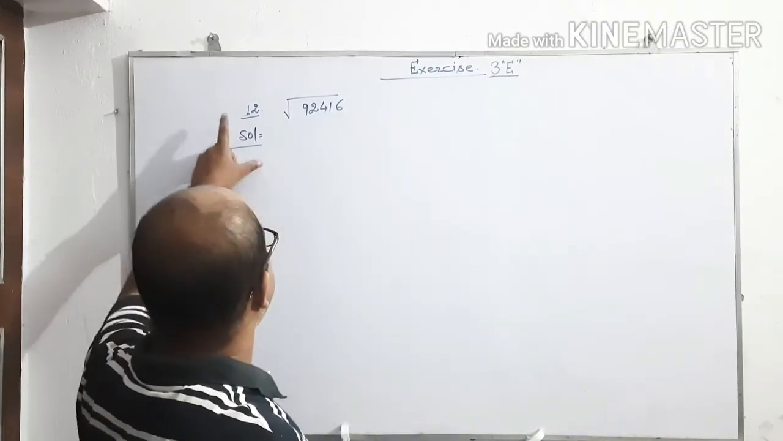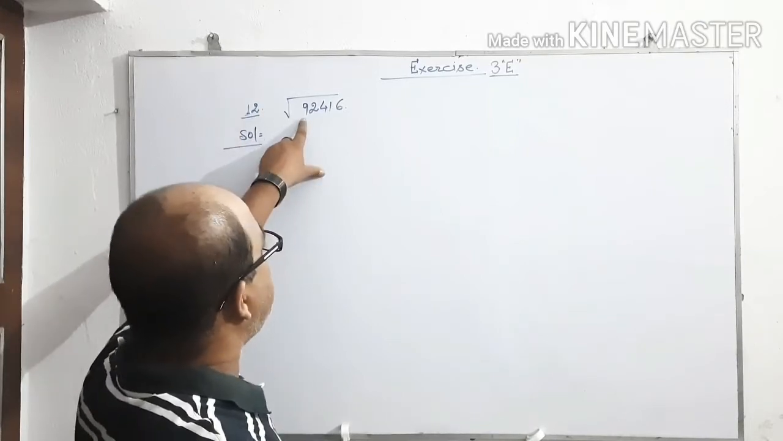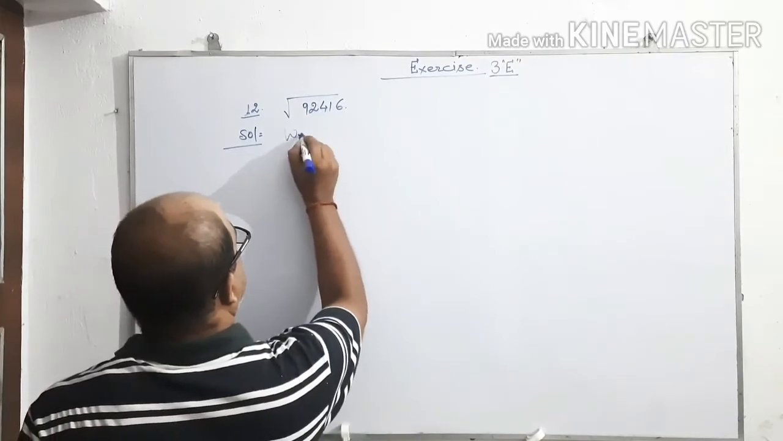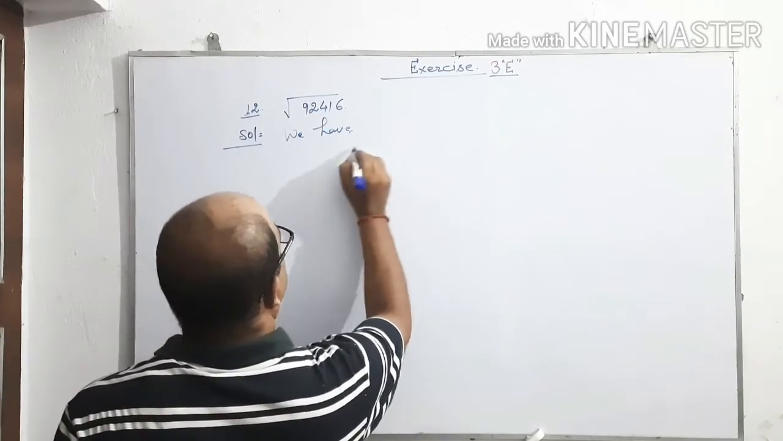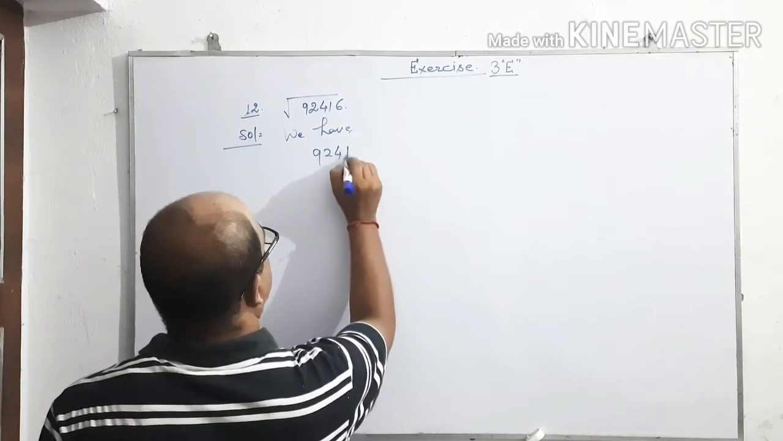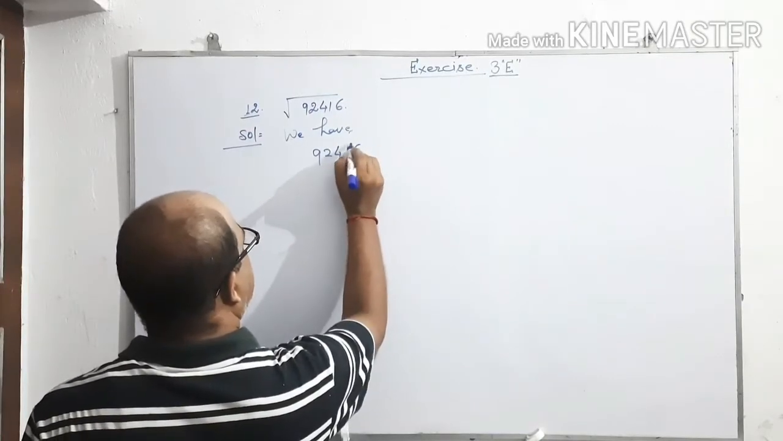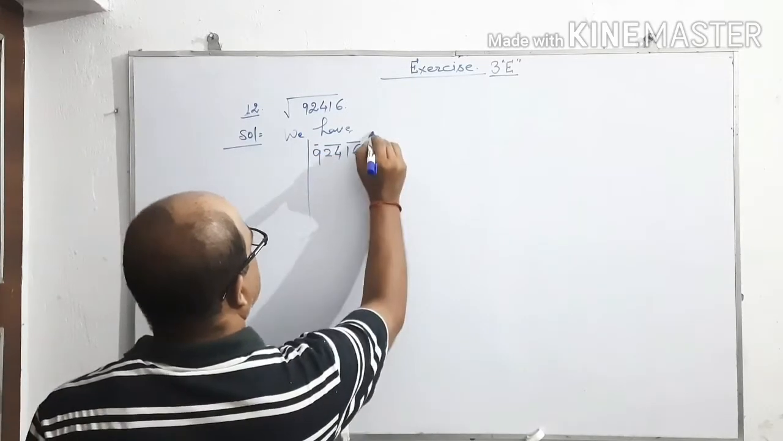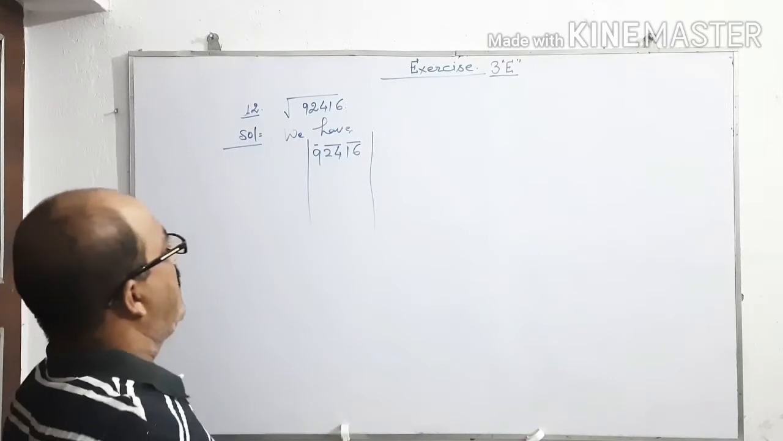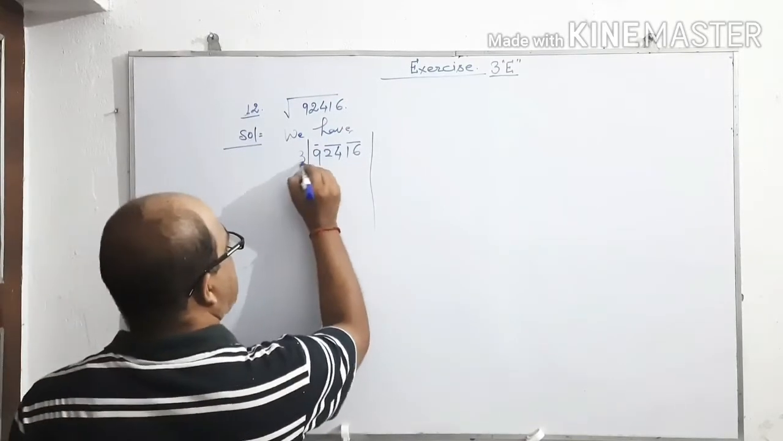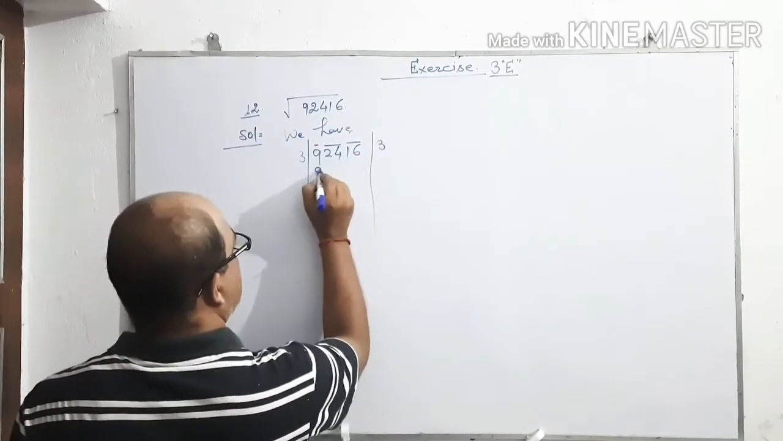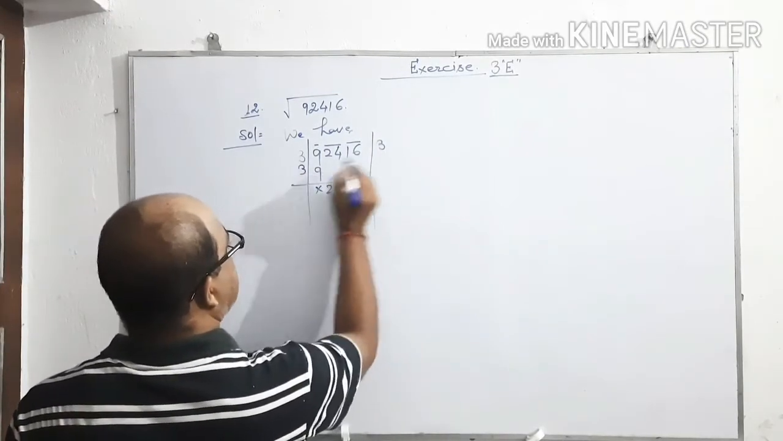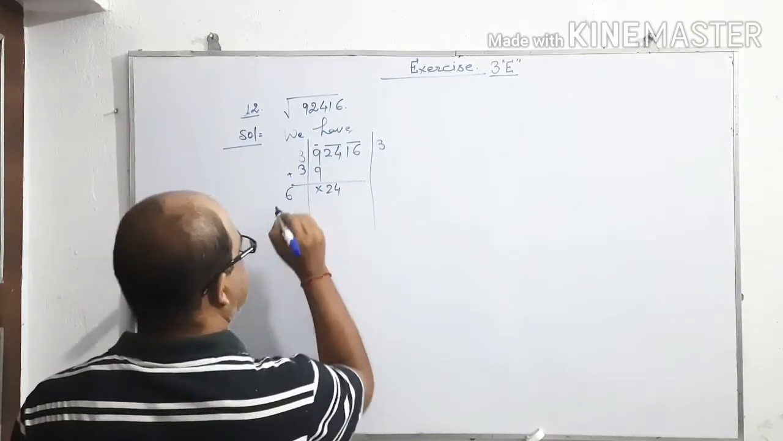Now the next question is question number 12. Root under 92416. So we have to take the square root of 92416. Make pairs from the unit place and 9 is alone. So we have to solve 9 first. 3 threes are 9. It will be cancelled. 24 will be noted down. 3 is added here. 3 plus 3 is 6.